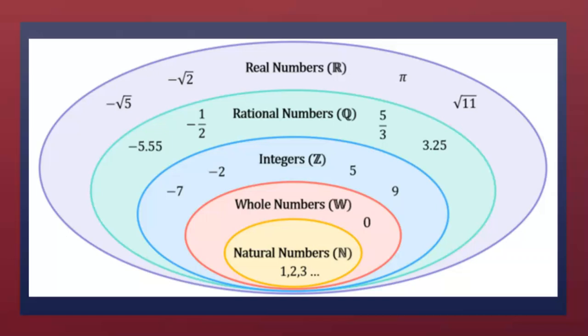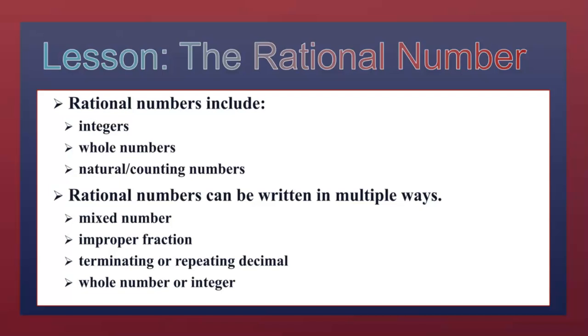So natural numbers are a subset of whole numbers. Natural and whole numbers are subsets of integers. That means natural, whole, and integers are all subsets of rational numbers. And with the rational numbers, that's the first time you see fractions and decimals involved. And natural, whole, integers, and rational numbers are all subsets of real numbers. So rational numbers include, as we just said, integers, whole numbers, natural or counting numbers as well. We are going to write rational numbers in multiple ways.